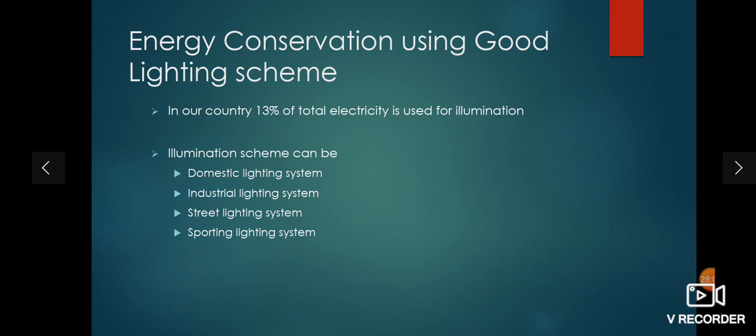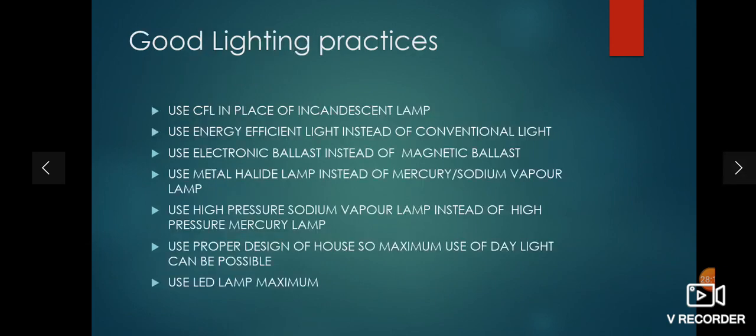Illumination schemes can be classified into domestic lighting systems, industrial lighting systems, street lighting systems, and spot lighting systems. Good lighting practice: use CFL, compact fluorescent lamp, in place of a normal lamp. Then use energy efficient lights instead of conventional lights. Then use electronic ballast instead of magnetic ballast. Use metal halide lamps instead of mercury or sodium vapor lamps. Use high pressure sodium vapor lamps instead of high pressure mercury lamps. Then use LED lamps as much as possible.